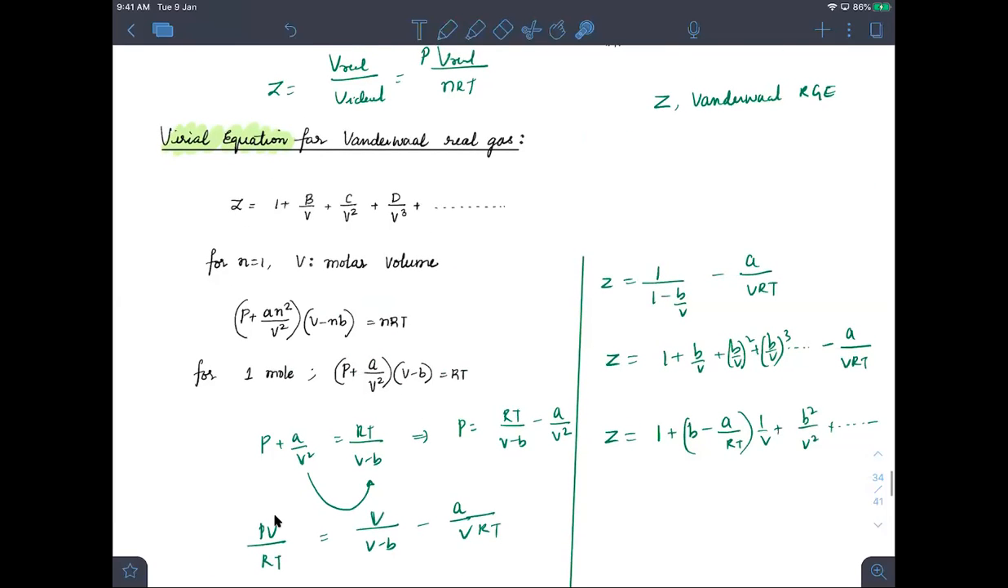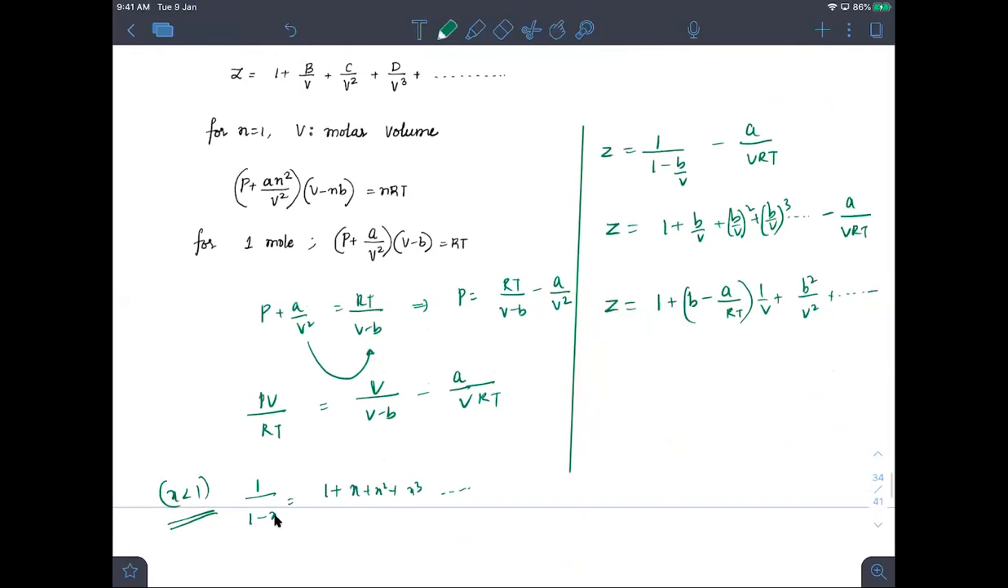So this is what you can compare with the virial equation now. When you compare these two, this term becomes capital B and this b square becomes capital C and so on. So I can write here that capital B will be equal to b minus a by RT, capital C will be equal to b square, and capital D will be equal to b cube and so on. So in the virial equation, this is the first coefficient, which is actually A, and the value of A is 1 here. That is called the virial first coefficient. The second coefficient is B.